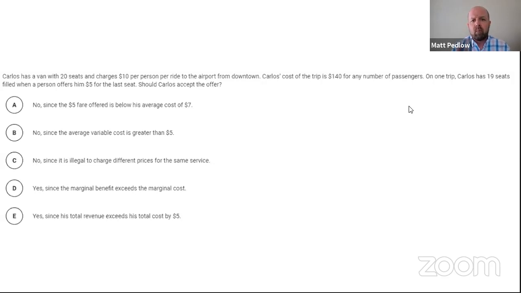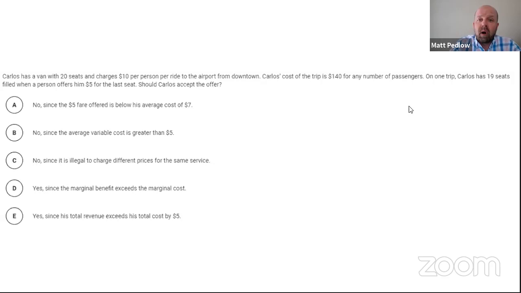And then, so think about Carlos at this point, right? He is already receiving a benefit. So the person offers him $5. Should he accept the offer? So if you say no, because it's $20 to get on, no, hold on for a minute. Let's think about this. So he's already made his money. So let's not even worry about that.